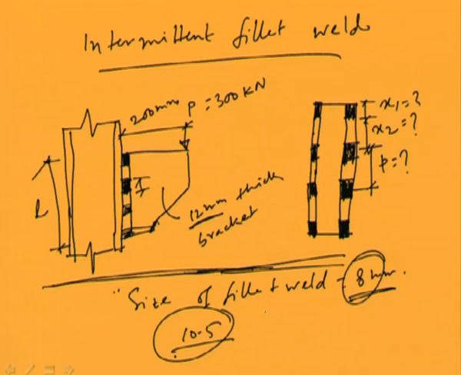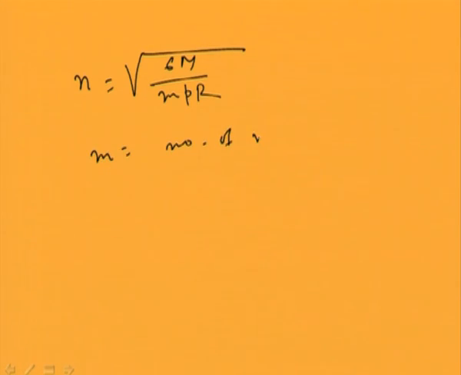Okay. So what we will do now, we know we can write N is equal to 6M by mPr. As per the rivet joint connection, when the load is perpendicular to the joint, the formula which we use is N is equal to 6M by mPr, where N is the number of rivets we use. Here N is equal to the number of intermittent fillet welds, and M will be the total moment, and here m will be the number of weld lines.